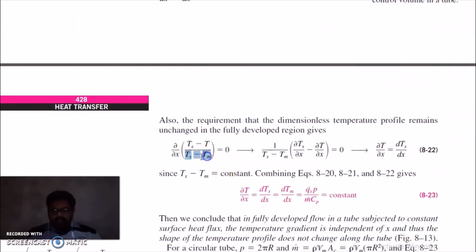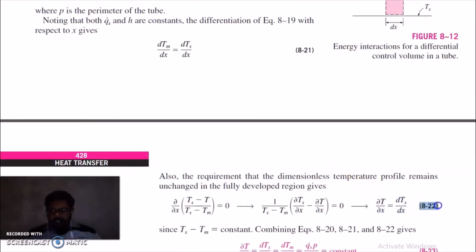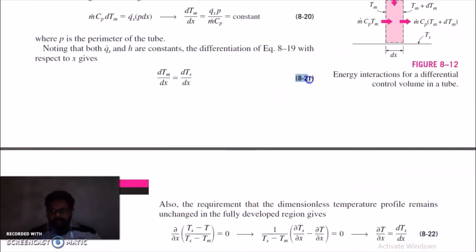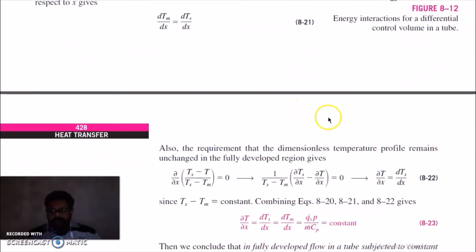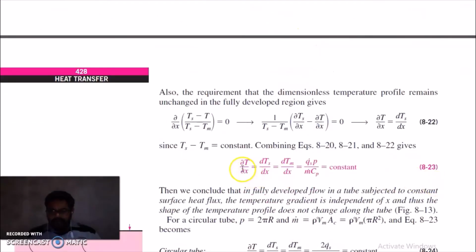Now this term is constant, you can take it out of the derivative, and you can take the derivative of the surface temperature: del Ts by del x minus del T by del x, which is equal to 0. We will get this equation. Now you have to combine this equation and this equation. We have three equations here, 8, 20, 21 and 22. When you combine, you will get this, which is equal to constant.